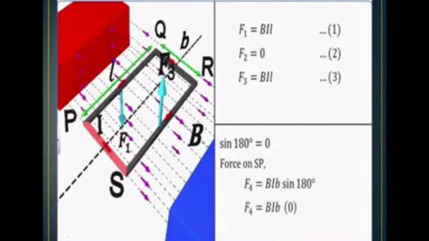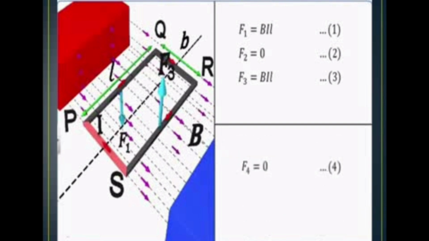Now the last side, PS. Again you see that PS is parallel to the magnetic field, so theta becomes 0, or 180, and sin 180 is always 0. So F4 is also 0. On the PS side also there is no force acting. So there is no force acting on the two sides QR and PS.